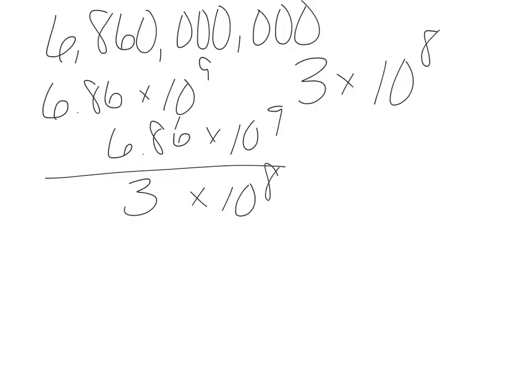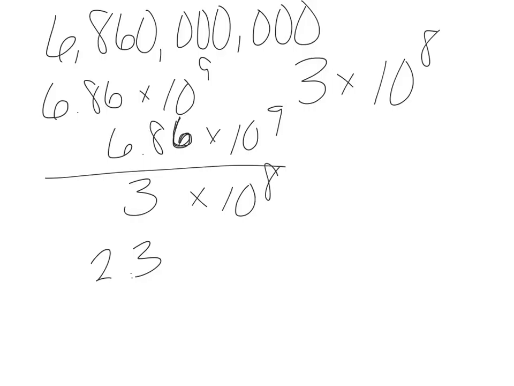So computing, this now works the same as anything else. Just have to look at the things that are the same, and then you can divide them. So 6.86, if I put that into my calculator, divided by 3, I'm going to get 2.286667. So it's basically 2.3 if I round it off, instead of 2.286666666, and on and on and on.